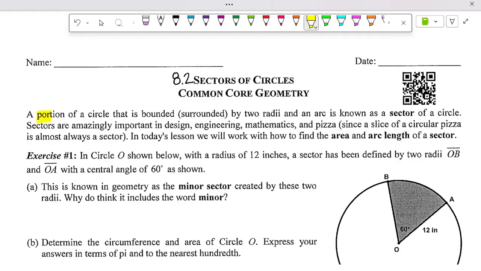So a portion of a circle is bounded or surrounded by 2 radii, which remember radii is the plural for radius, and an arc, and this is known as a sector. So basically, when 2 radii meet and the arc that's between them, that's your sector. It's a piece of the pie. That's how you want to put it.